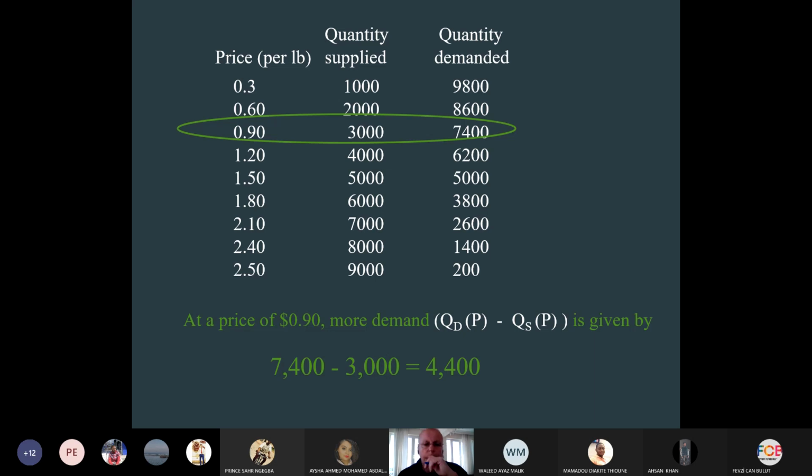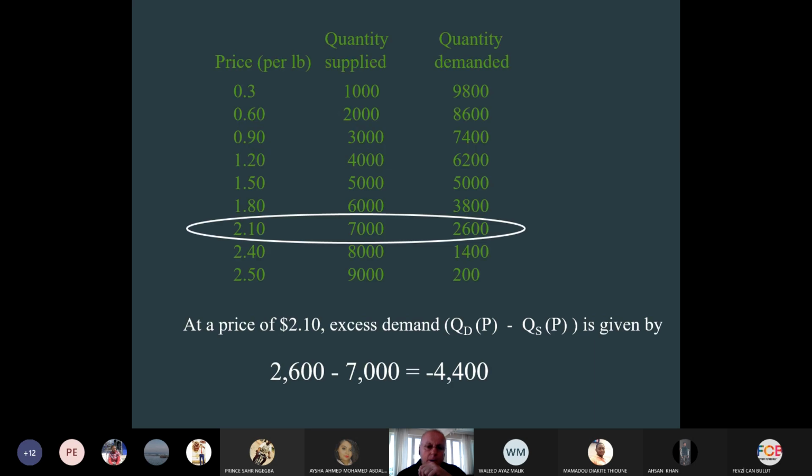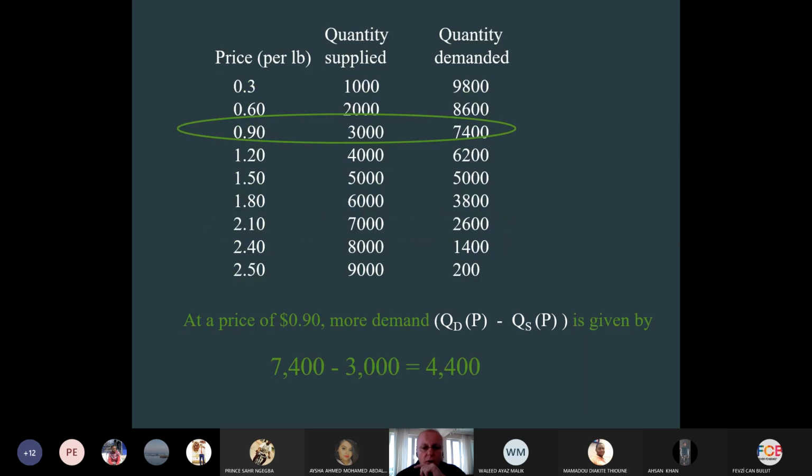You see here, we have 0.90, 3,000 units produced and 7,400 demanded. At a price of 0.90, more demand is realized. When you multiply the quantity demanded with the price and subtract the quantity produced multiplied with the price, you will get the deficit. Okay, 4,400 units are supposed to be in deficit. Okay.